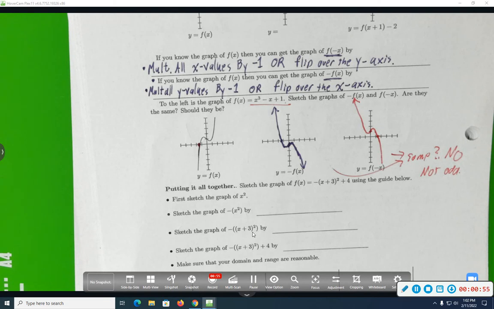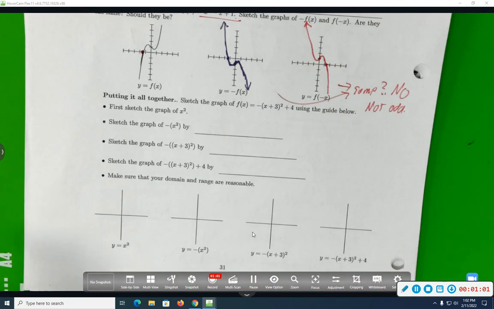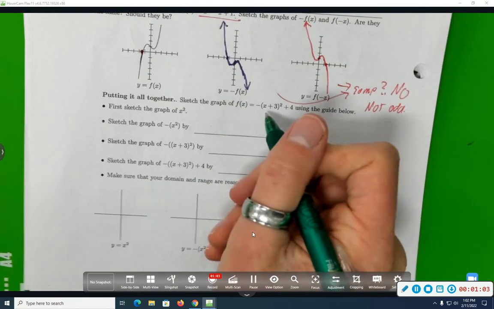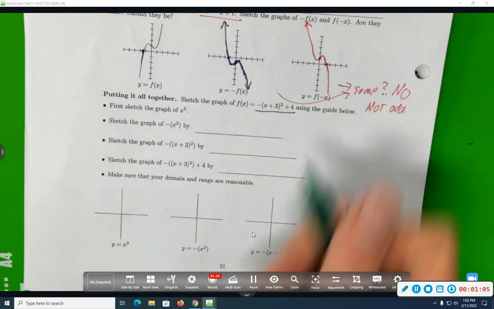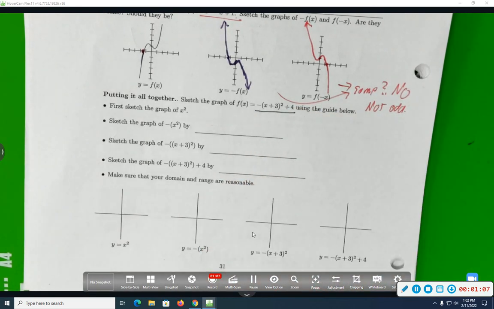Let's do that. So let's try to sketch the graph of negative x plus 3 quantity squared plus 4. All right, and I'll even suggest which steps to do. So for the graph of x squared, well, we know what the graph of x squared is, right? It's like an upward opening parabola.